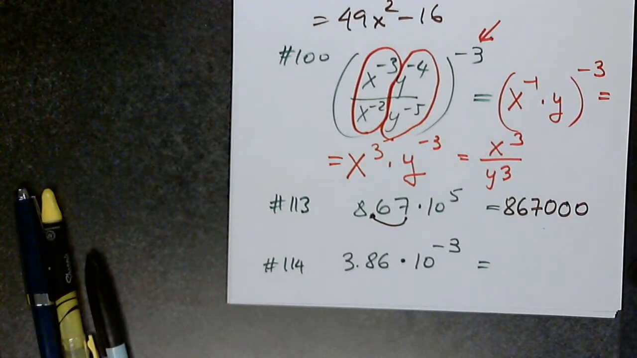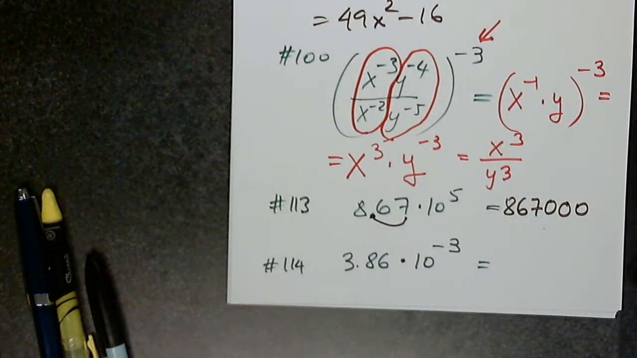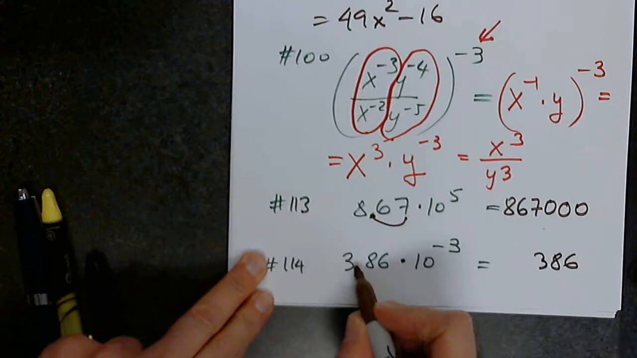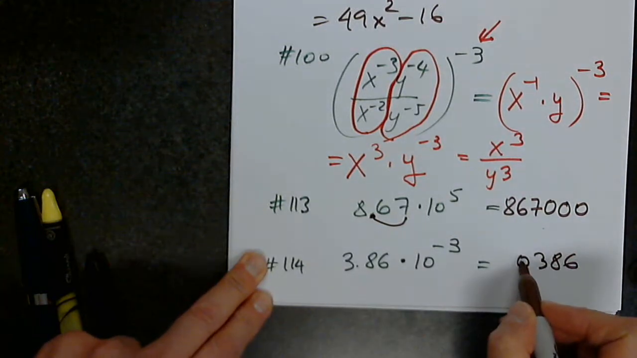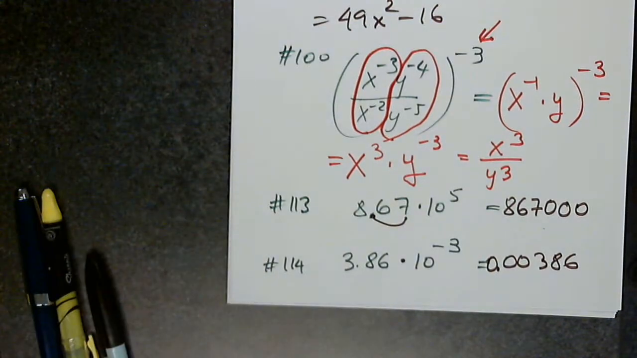Now the other one. Remember 10 to negative 3 is basically 1 over 10 to the third. So the decimal point this time will go in which direction? To the left. So I have 3, 8, 6, 1, 2, 3. Okay.